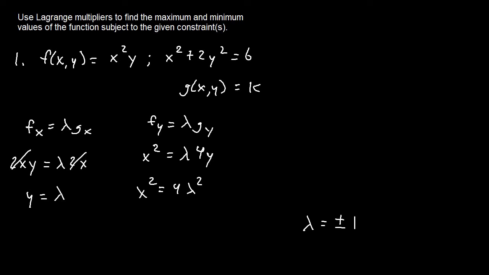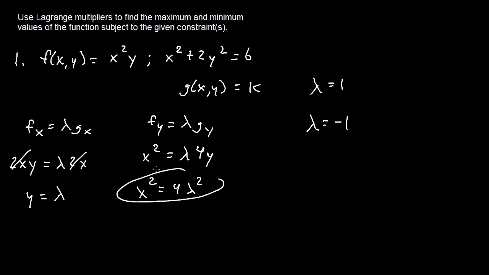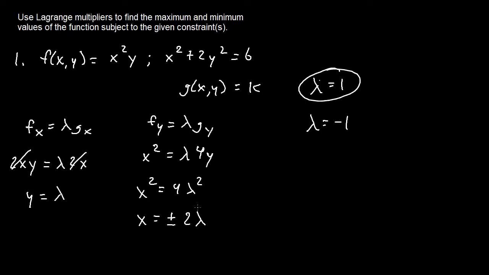Now what we need to do is find the x and y values in two different scenarios. The first scenario is when lambda equals 1, and the second scenario is when lambda equals negative 1, since our answer is lambda equals plus or minus 1. So let's first solve this bottom x equation here and solve for x. If x squared equals 4 lambda squared, x will equal plus or minus the square root of that, or in other words 2 lambda. If I replace lambda equals 1 into that equation, we'll get x equals plus or minus 2.